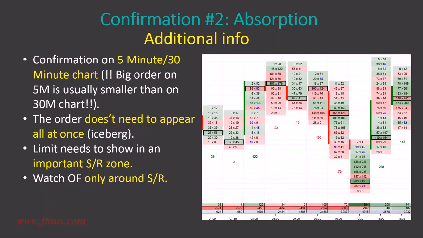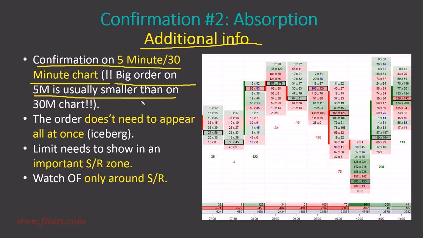Now let's move forward. This is also pretty similar to the info which I showed you in a previous video in the confirmation number 1. This additional info is where I look for the absorption. For the absorption confirmation, I look on the 5-minute chart and also on a 30-minute chart. You need to keep in mind that a big order on a 5-minute chart is usually smaller than a usual order on a 30-minute chart. Now the order doesn't need to appear all at once because of the icebergs.